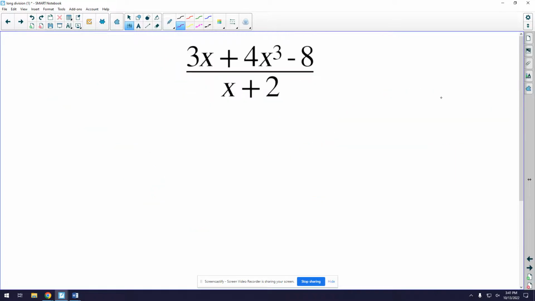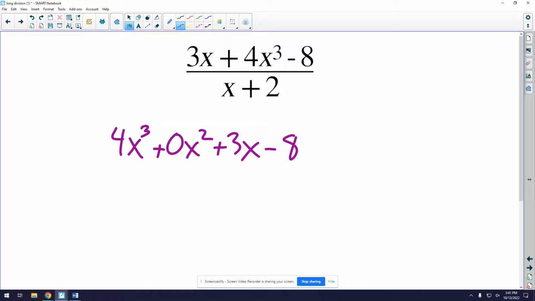All right, our division and our next one. The numerator is not in order. I need that x to the third first. After an x to the third, I need an x squared. I don't have one, so I put in 0. Then I need an x, which I have, so plus 3x. And then I need my constant, minus 8. I can divide that by x plus 2.